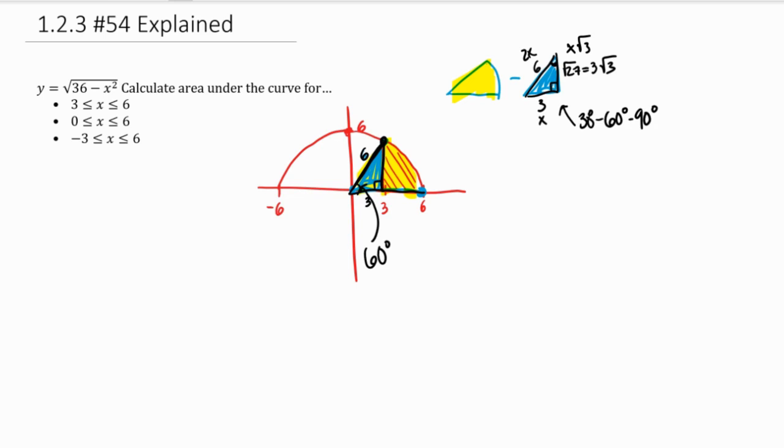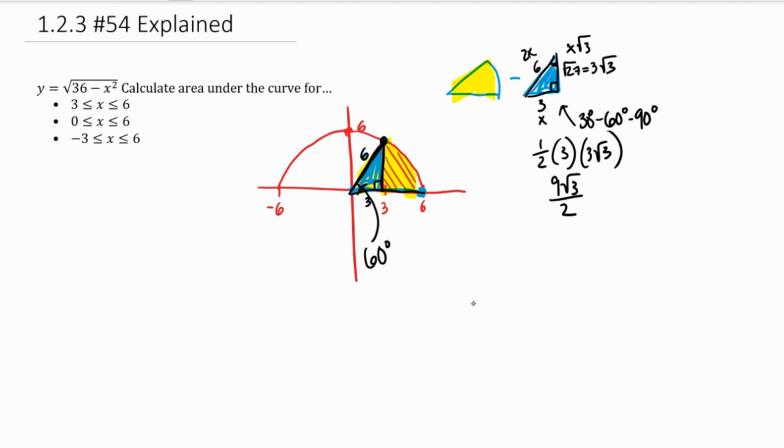Let's just finish the area of the triangle first, actually. It's just 1/2 base times height. So that's going to be the area of my triangle. It's going to be 9 root 3 over 2. So that's the area of the triangle.